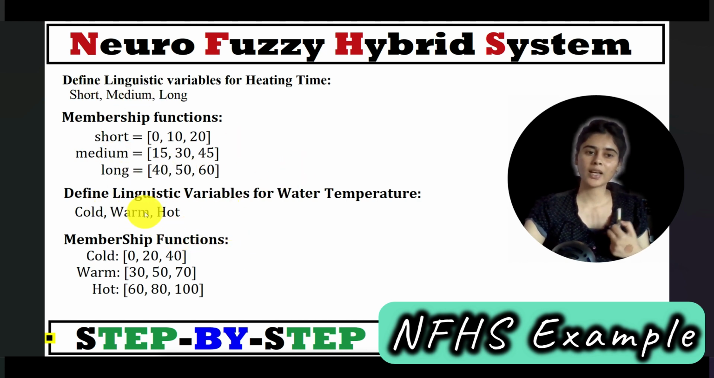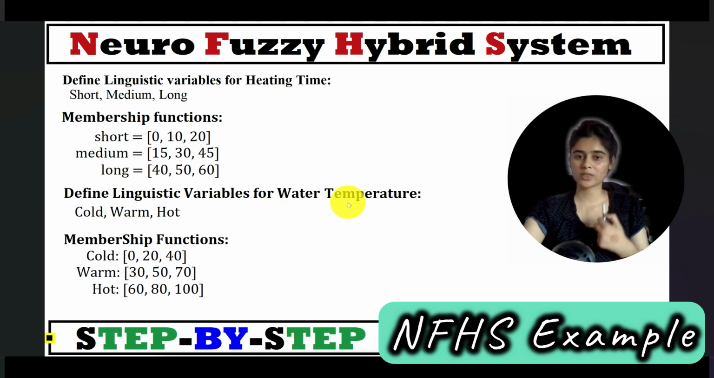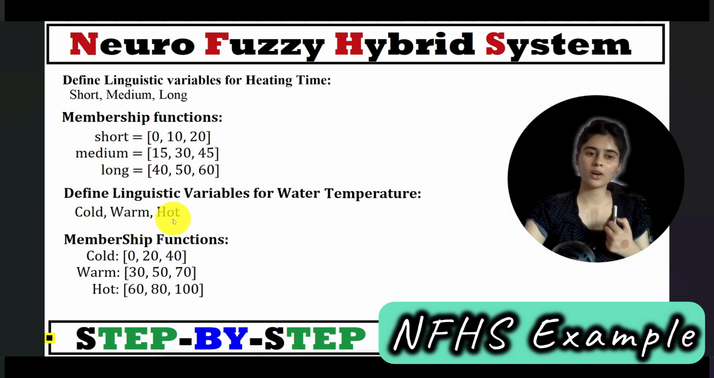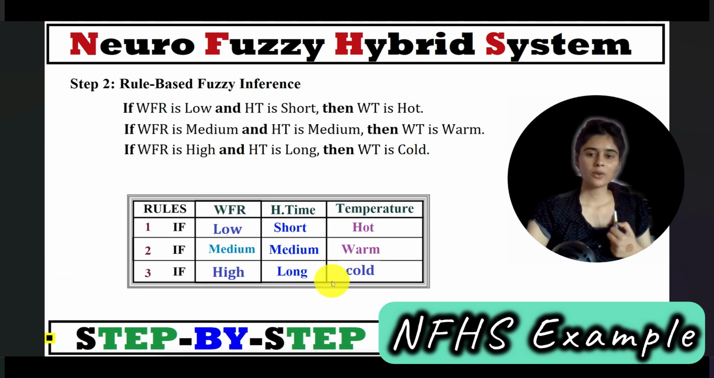The last one, we have the linguistic variable for the water temperature. Water temperature can be cold, warm or hot. So here we have the membership function for cold, warm and hot. Now in the next step we have the rule-based fuzzy inference. Now we will define the fuzzy rules to describe the relationship between inputs and outputs.